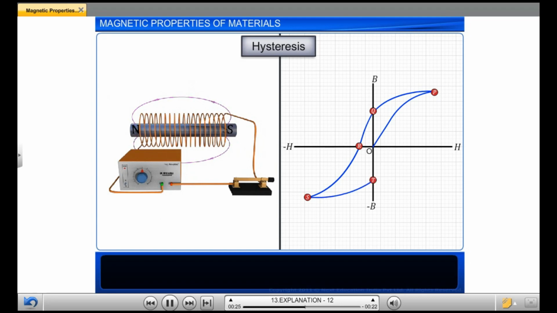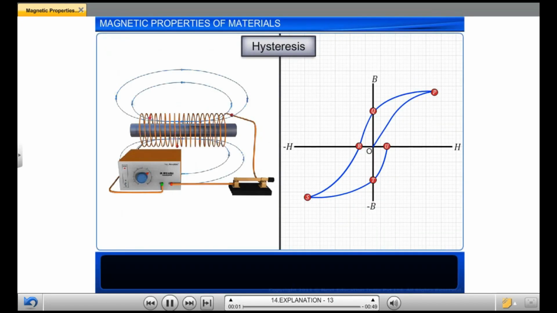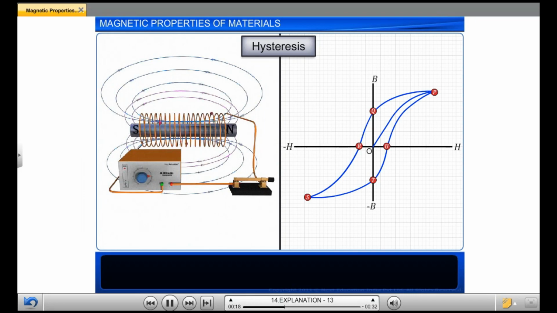And finally, increase the current in the original direction. Then again, the magnetic domains in the ferromagnetic material flipped until the net magnetic field inside it becomes 0. The magnetic field thus increases in the original direction. This is represented by TU in the graph. With any further increase in current through the solenoid, the applied magnetic field in it and the magnetic field strength in the ferromagnetic material increases to its saturation value. This is represented by UP in the graph.